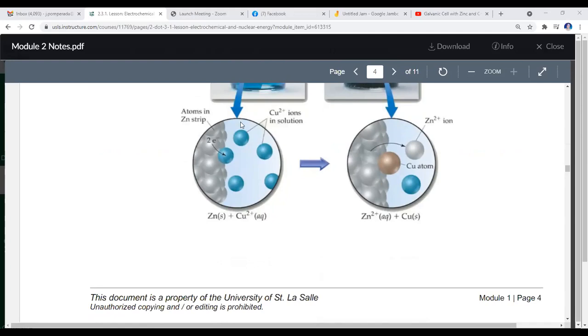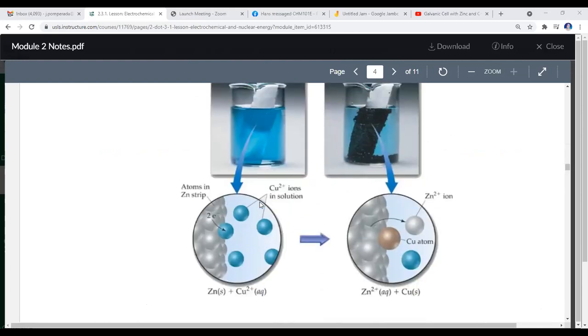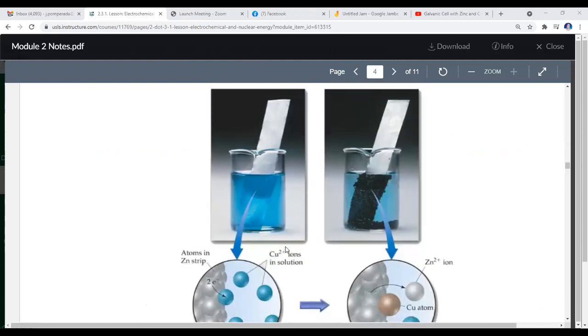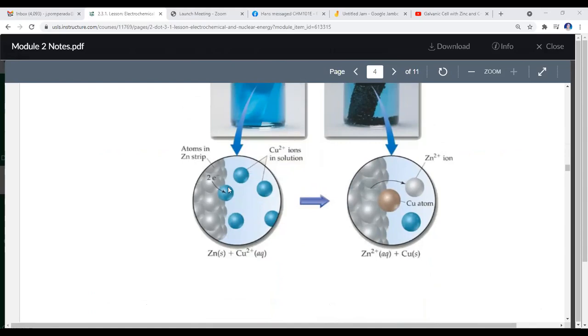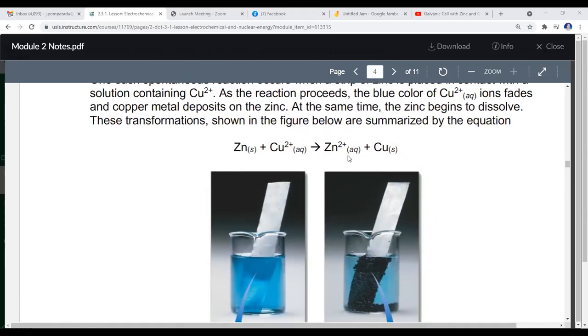That's a close-up view of what is happening. The zinc plus copper. So this is your zinc metal here, and this is your copper solution. The copper adheres on the zinc. So the blue, that is why it goes from dark blue to light blue. And then your zinc becomes the zinc 2+ cation, and the copper now is the product of the reaction.